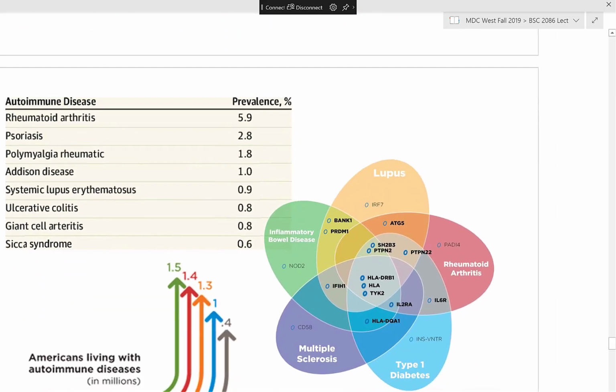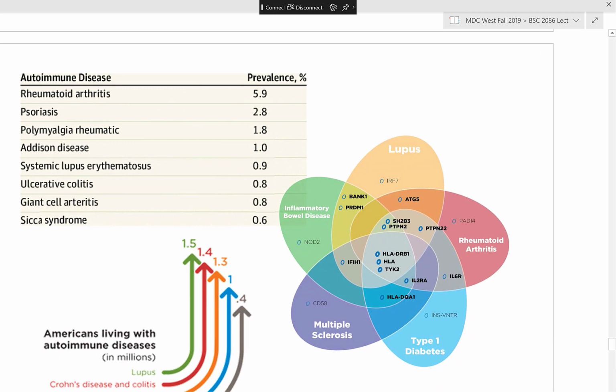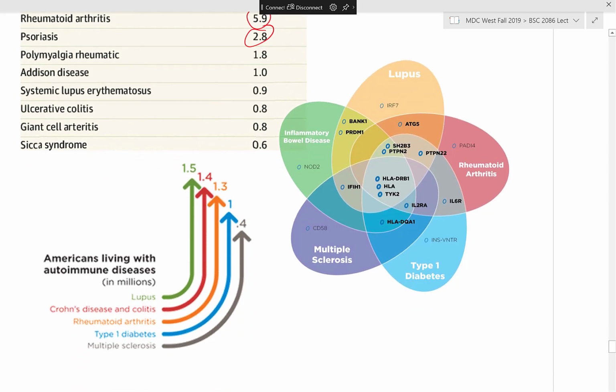Now, autoimmune disease prevalence. Prevalence is the number of individuals that have the disease, right? They're still alive and have it. So within the United States, it's about 5.9% for rheumatoid arthritis. That's a lot of people, guys. In the whole United States, 5.9%. Is that over 10,000 people? Yes. In the whole United States, that's a lot of people. And then you have psoriasis. So there are a lot of people with this affection. Now, Americans living with autoimmune disease, in millions.